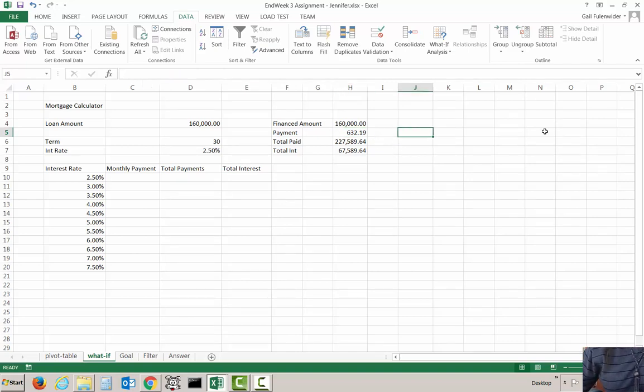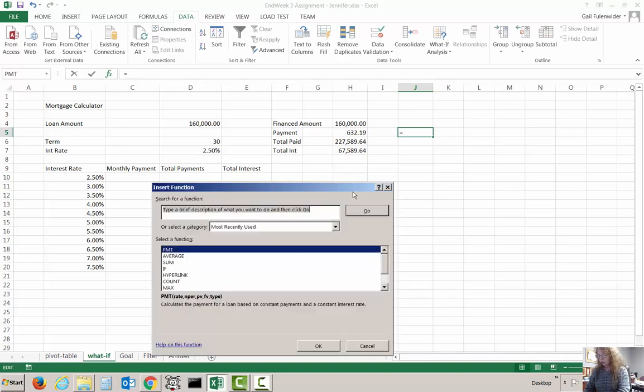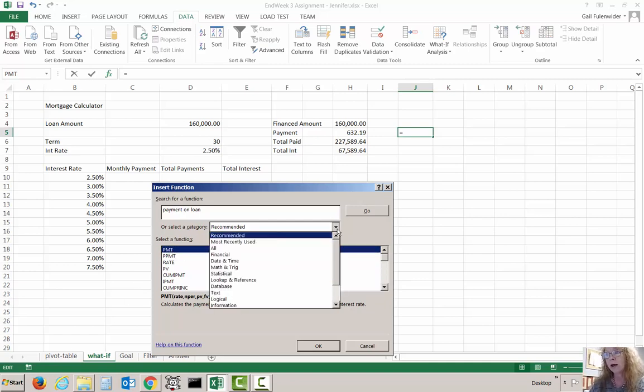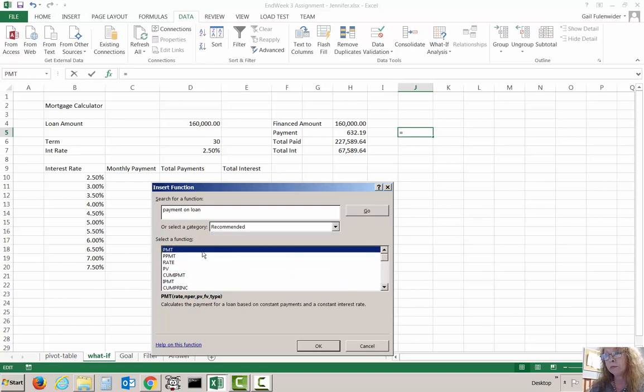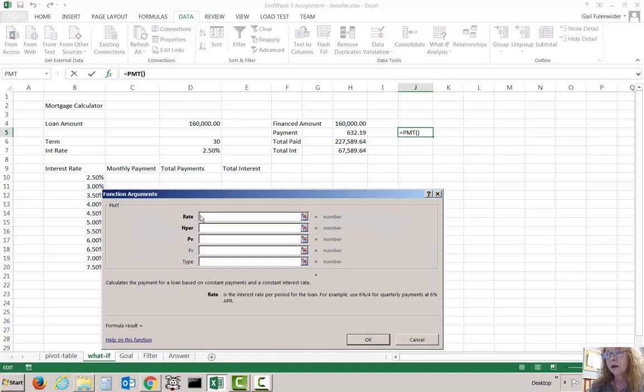Okay, so I'm going to go over here to a completely blank area and calculate my payment again. For any of your functions, just go to the FX and tell it what you're wanting to do. I can say payment on loan. I can even say payment, and it's going to come up. Or I could go by some category. Okay? Now, I have to fill in these three pieces of information.